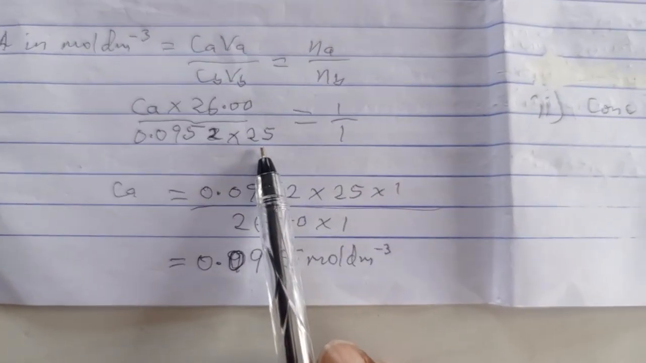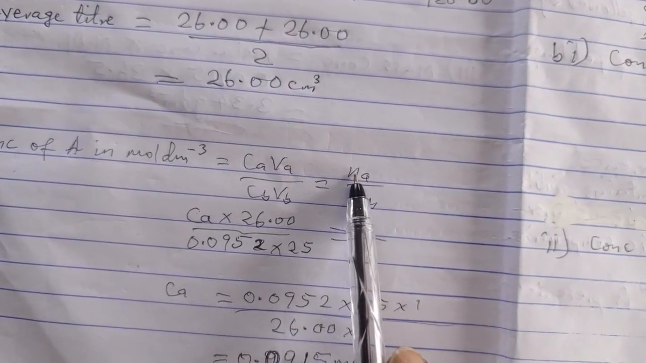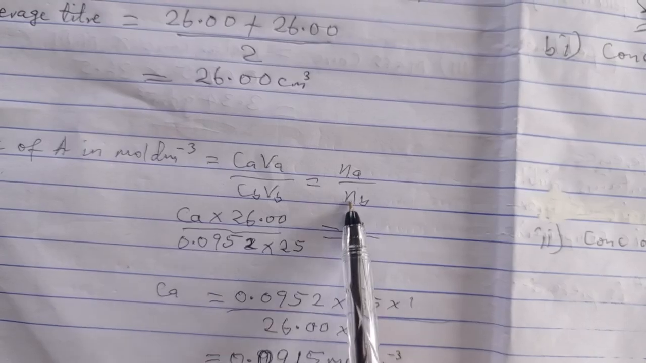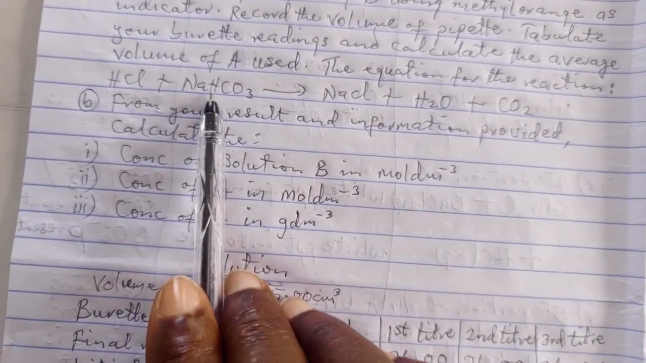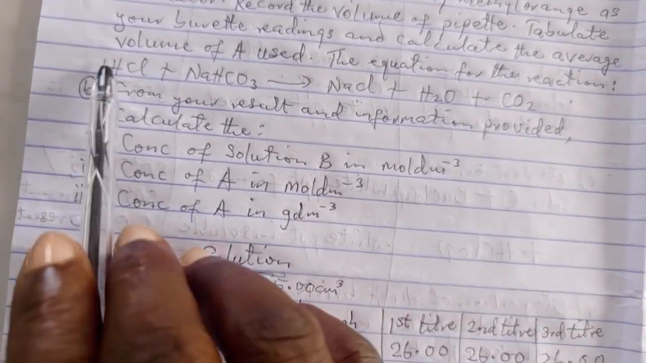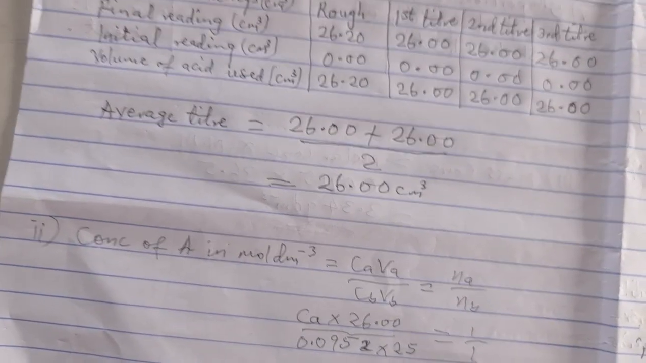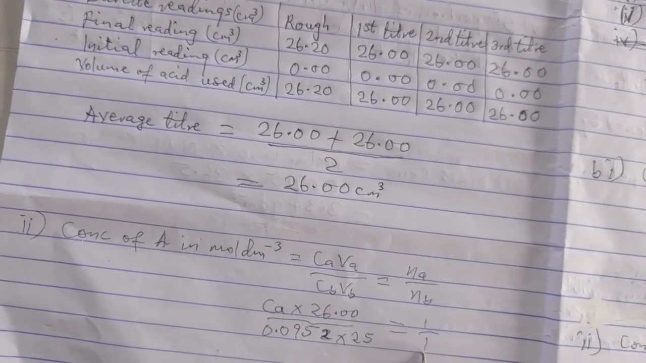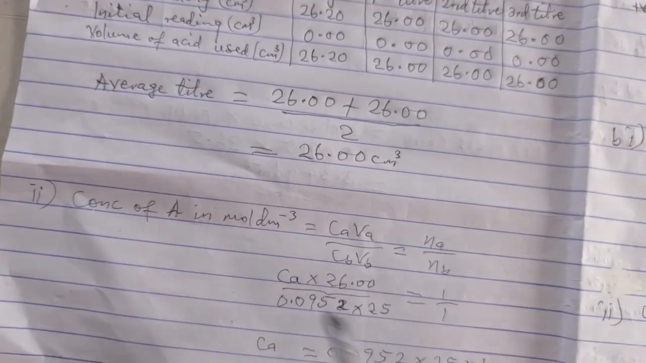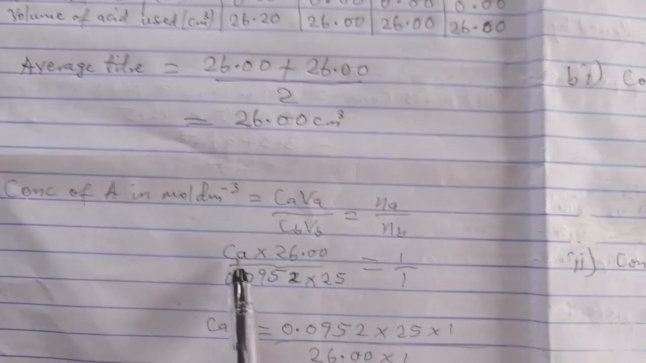25, so I brought it there, equal to mole ratio, number of mole ratio of A, mole ratio of B. So go to that equation they gave you, mole ratio of acid, mole ratio of base. This equation is balanced. You check what is here, what is here, 1, 1. So it's 1:1. That of acid, HCl, 1. That of base, NaHCO3, is also 1. I put it here. So do cross multiplication and get your CA.